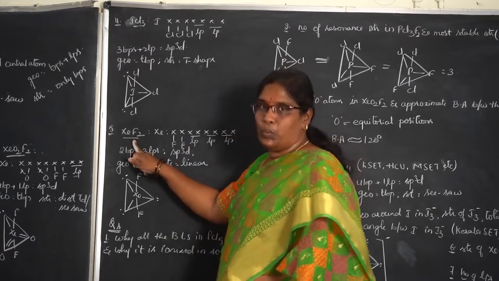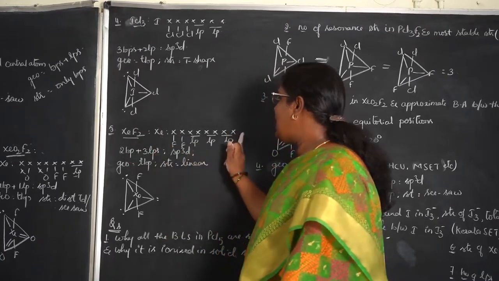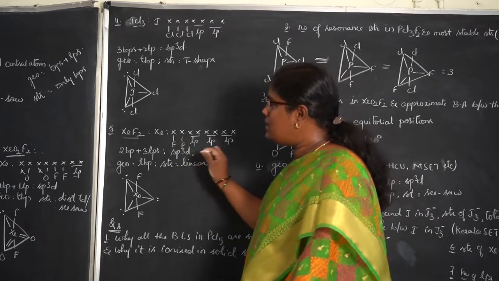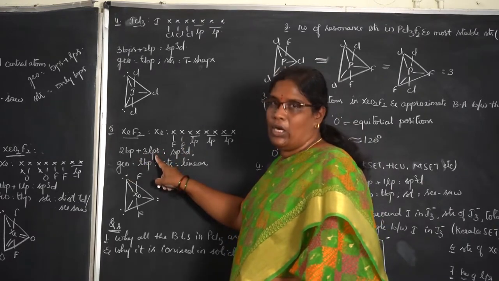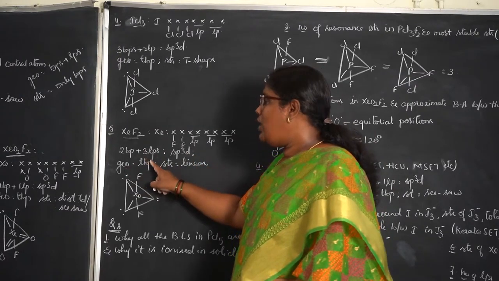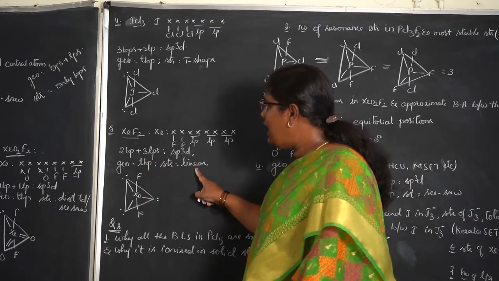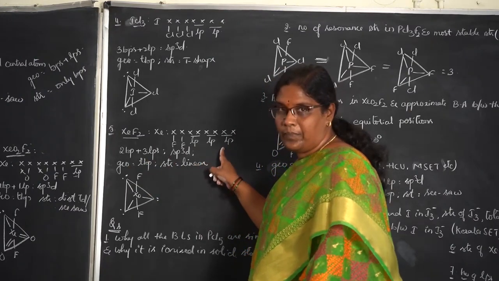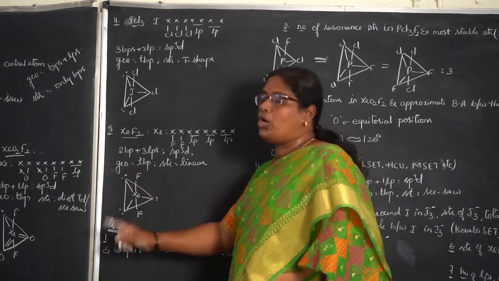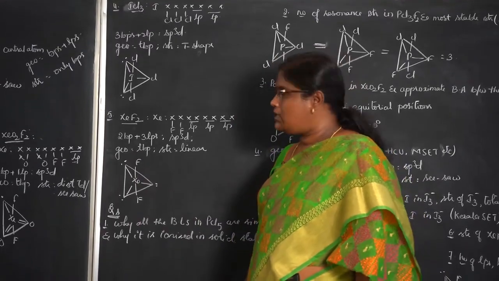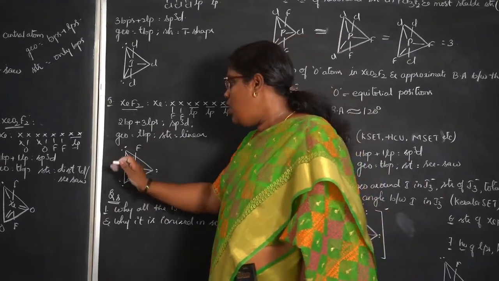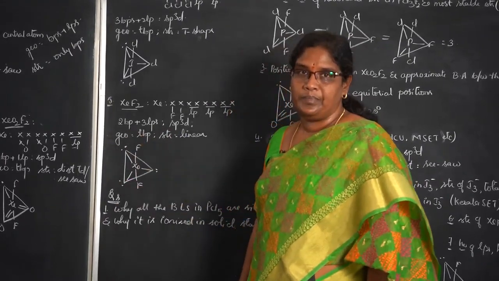Now, XeF2. Xenon is the central atom with 2 fluorines, that is 2 sigma bonds with fluorines, and we have 3 lone pairs. So 2 bonded pairs plus 3 lone pairs. Hybridization sp3d, geometry trigonal bipyramid, but the structure is linear because of the lone pairs. And according to Bent's rule, all these 3 lone pairs are going to occupy the equatorial positions. So when we ignore the lone pairs, the molecule appears to be linear.